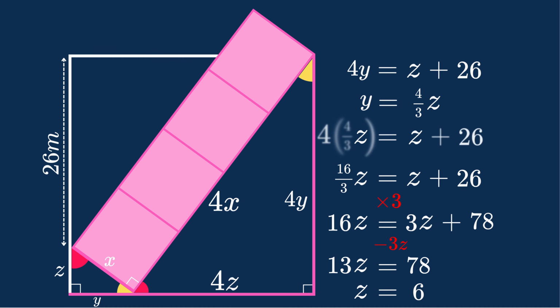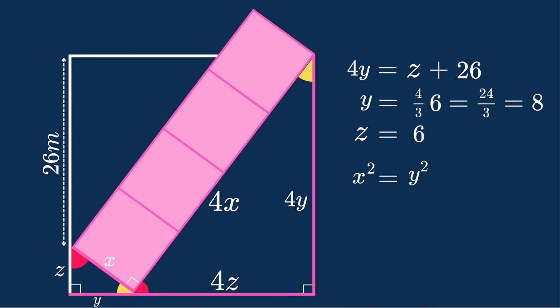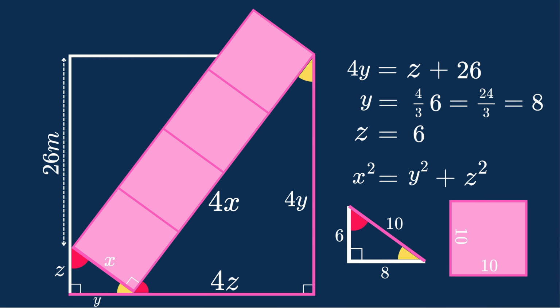Now that we have a value for z, we can substitute it into our y equation. 4 over 3 times 6 is 24 over 3, and 24 over 3 is just 8. So now we have values for our y and z, and we could create another equation to solve for x. Using Pythagoras, we could say that x squared equals y squared plus z squared. But we can see that we have a 3, 4, 5 triangle, so we immediately know that x is equal to 10.